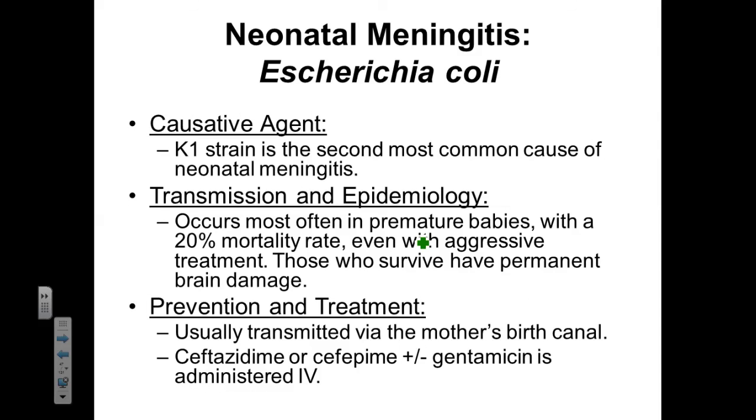Neonatal meningitis can also be caused by E. coli. The K1 strain in particular of E. coli is the second most common cause of neonatal meningitis. This strain occurs very often in premature babies and has a 20% mortality rate, even if it's aggressively treated with antibiotics. Those babies that generally do survive E. coli-based neonatal meningitis are going to have permanent brain damage. To transmit this disease, it's usually going to come from mom's birth canal to the baby.